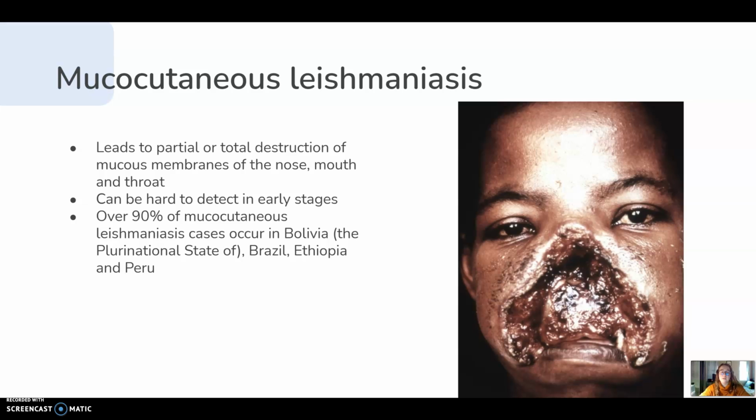And finally, I know this is really hard to look at, but mucocutaneous leishmaniasis. This leads to partial or total destruction of the mucous membranes of the nose, mouth, and throat, as you can see on the right.